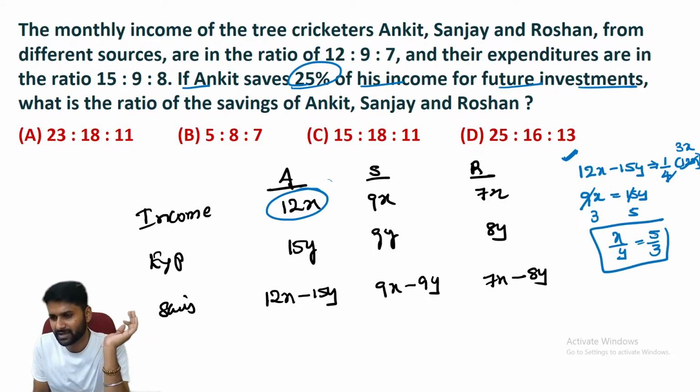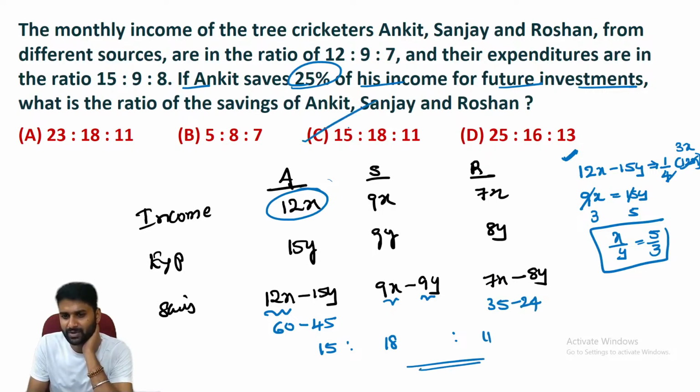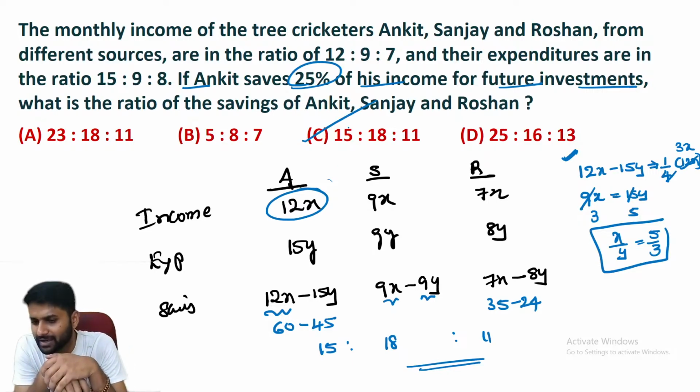You can substitute here. x is equal to 5. 12 5s are 60. 15 3s are 45. You will get 15 units. Here 9 is common. 9 2s are 18, because of the x minus y difference. Now 7 5s are 35. 8 3s are 24. Now the difference is exactly equal to 11. The respective ratio of their savings is 15, 18, and 11.